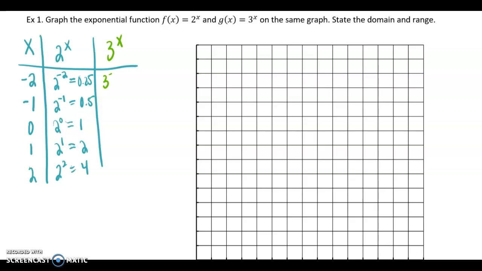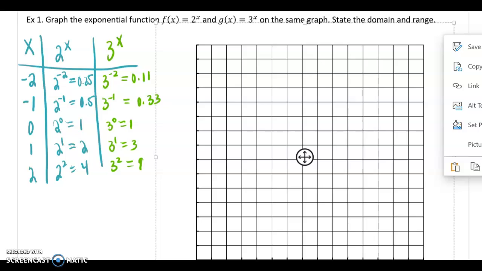Alright, then we'll do the next one. So 3 to the -2nd. We're going to plug that into our calculator, and you're going to get 0.11, 3 to the -1, 0.33, 3 to the 0 is 1, 3 to the 1 is 3, 3 squared is 9. Alright, so we're going to go ahead and graph that.